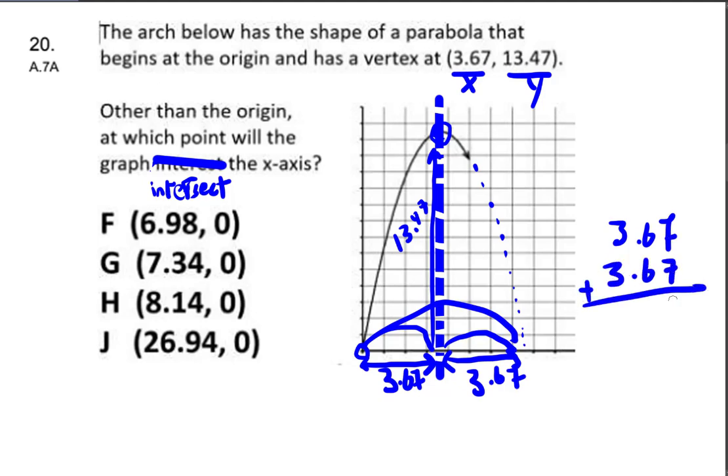Let's do a blast from the past math. We'll do some simple addition, 12, 13, right? So you should have got 7.34, which is answer choice G.